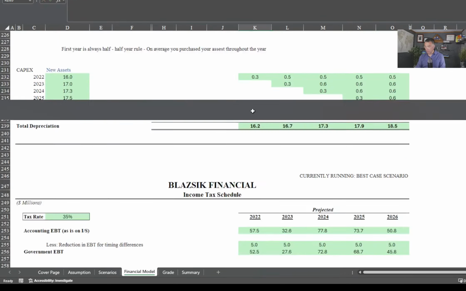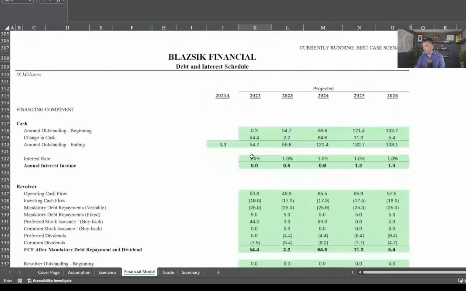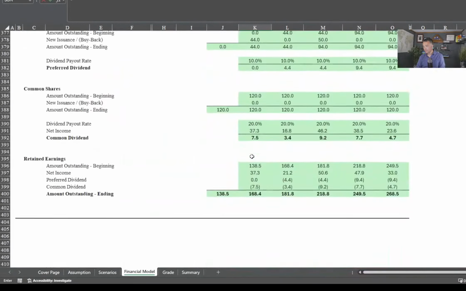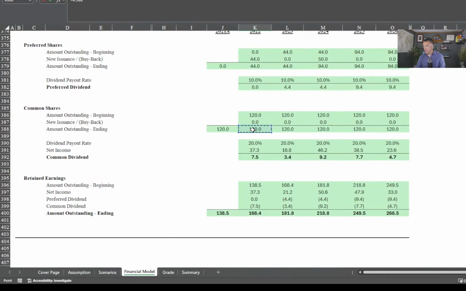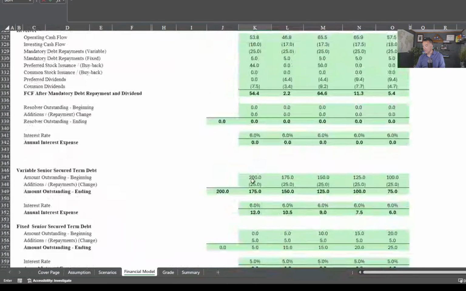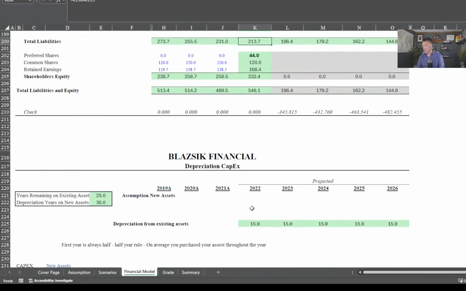So I want ending of preferred. Next, I want the ending for common. What am I doing? Not going to the right spot there. Ending for common. And then I want the ending balance for our retained earnings. And that's the very bottom right down here. That's the ending balance on the equity. I'm going to highlight those over and then hit Control R.